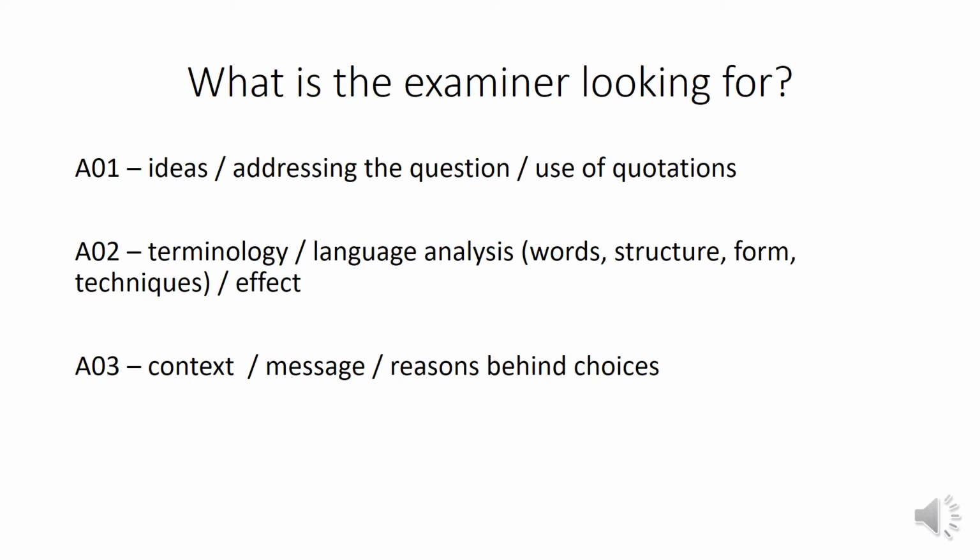So what is the examiner looking for? Well, there are 3 things the examiner's looking for. The first thing is your ability to answer the question and your ideas, your ability to use quotations. The second thing is AO2, terminology, your ability to spot techniques, and your ability to talk about how those techniques, words and structure and form affect the reader or the audience. And finally AO3, which is to do with the context and the reasons behind the writer's choices. Why did the writer do this and what's their reason for doing it? So those are 3 things that we're looking for.